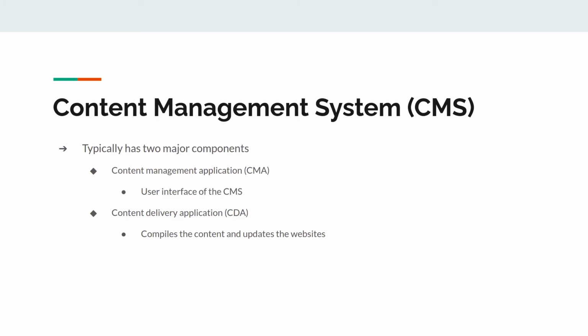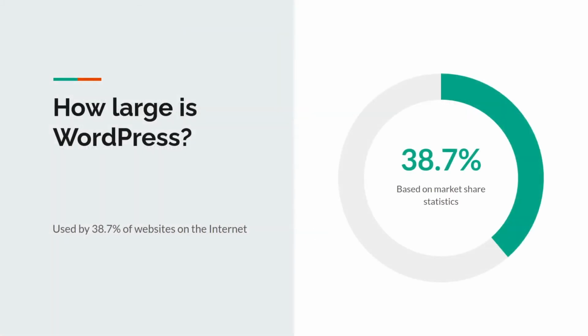Yeah, so the CMA is basically the front-end user interface for the users to add, modify, and remove content from a website without the intervention of a webmaster, which is the one responsible for maintaining the websites. So now that we know roughly what a content management system is, how large is WordPress?